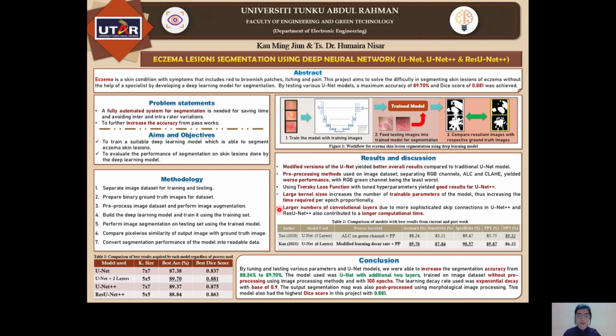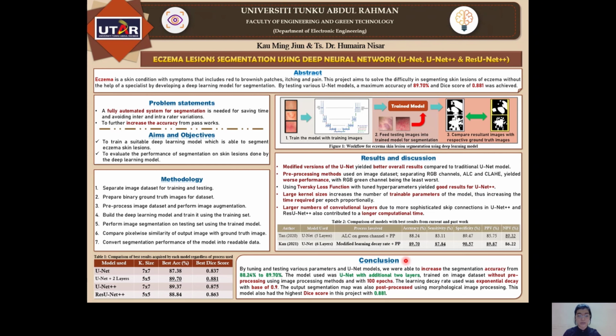Larger numbers of convolutional layers due to more sophisticated skip connections in UNet++ and ResUNet++ also contributed to a longer computational time. The table here shows the comparison of the model used by this project with the model used in previous works, and we can see that the current model performs better in almost all cases. This table shows the performance of each of the four models, displaying their best results. Here you can see the traditional UNet was performing the worst, and the UNet with additional 2 layers was able to get the best results.